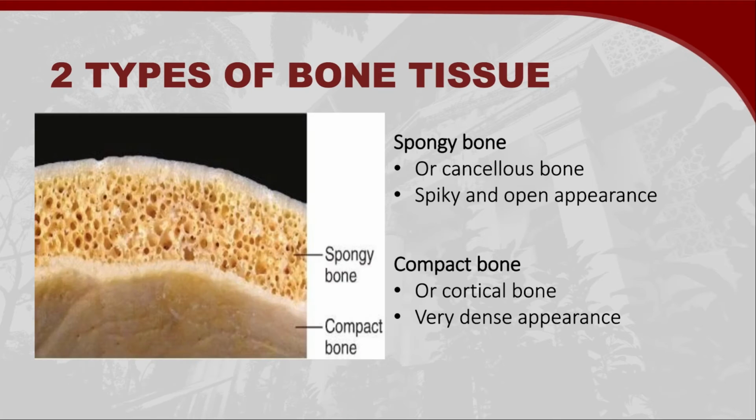Now let's move to the types of bone tissue. First is spongy bone, also known as cancellous bone. It forms the inner layer of bones, with a spiky and open appearance. It is lighter and less dense than compact bone, and it forms most of the epiphysis. The second type of bone tissue is compact bone or cortical bone. It forms the hard external layer surrounding the bone marrow. It provides protection to the bone and forms most of the diaphysis.